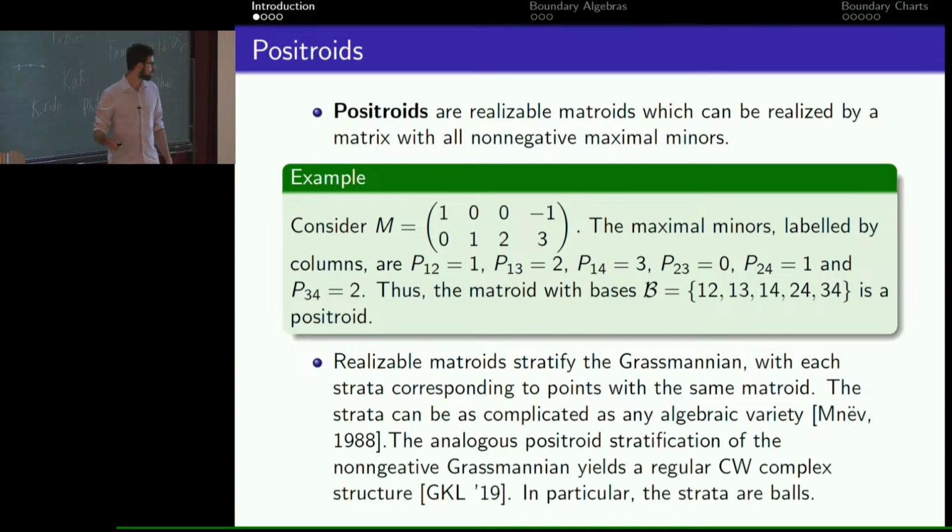If instead we restrict to the positroid version of this, so look at the non-negative Grassmannian, by which I mean the subset of the Grassmannian where exactly all these minors are non-negative when you take your linear space and view it as the row span of a matrix, and insist that this matrix have all non-negative minors, we can play the same game and do a stratification by positroids, and this is nice. We get a regular CW structure, and in particular, the strata are all balls. So this kind of fixes our topological problem.